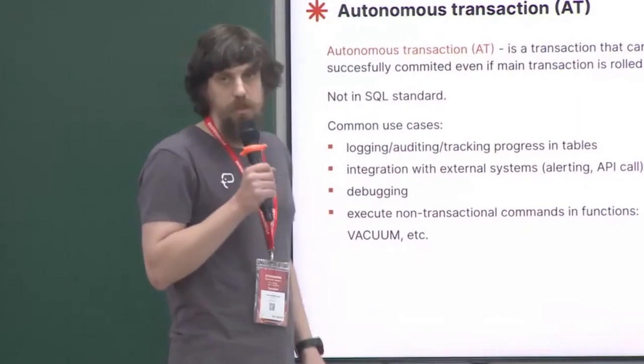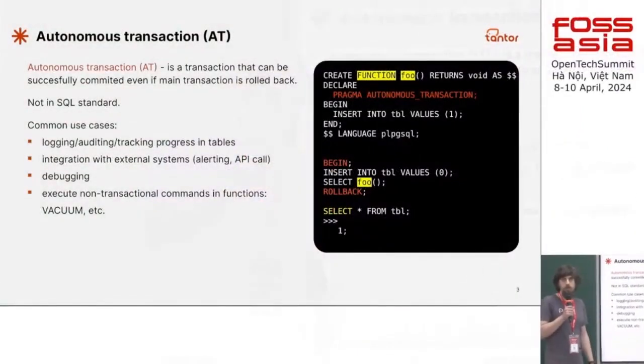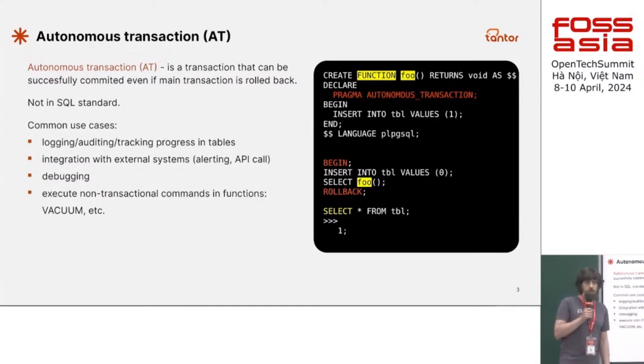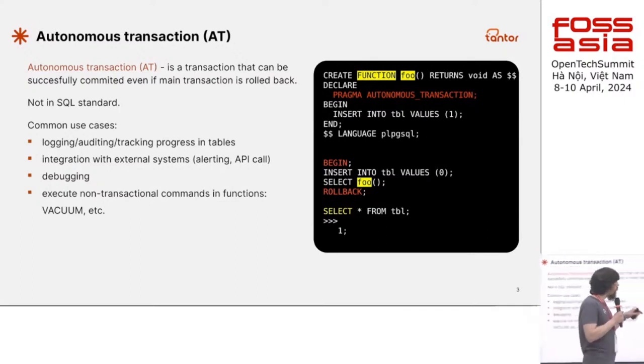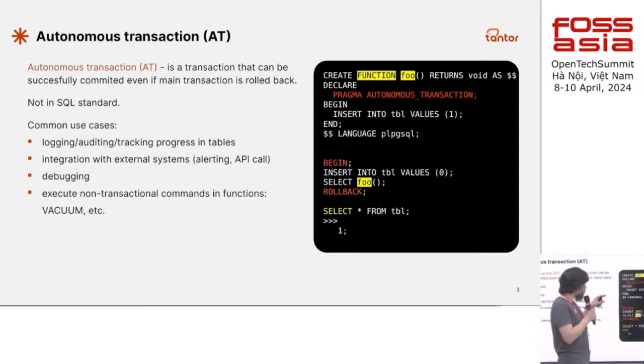An autonomous transaction is a transaction that may be committed even if the main transaction is rolled back. They are not in the SQL standard, but many databases use them with their own syntax. In this example, a common use case is to declare a block of SQL statements with some attribute. Here, we declare the function with pragma autonomous transaction. That means that this function will be executed in a different session.